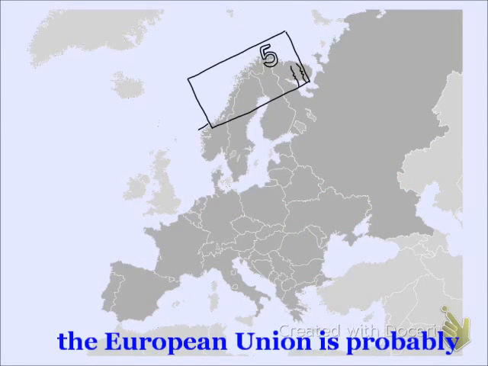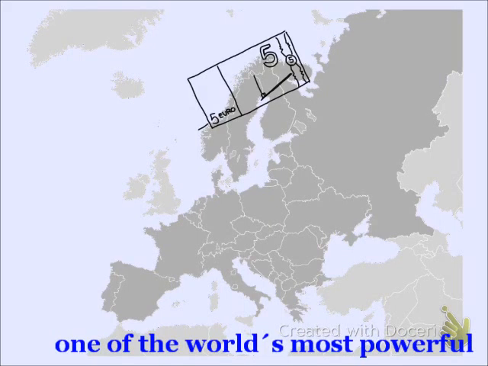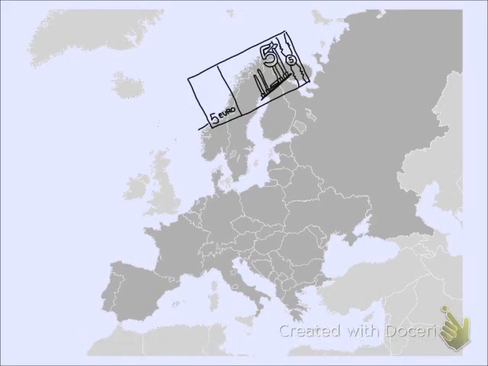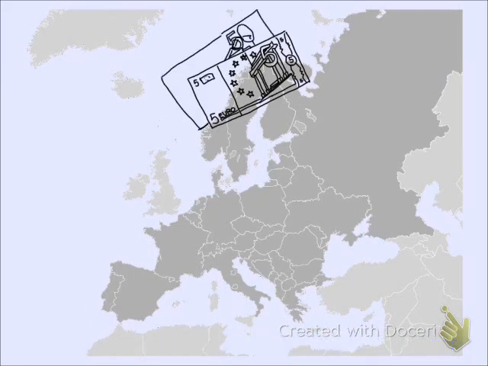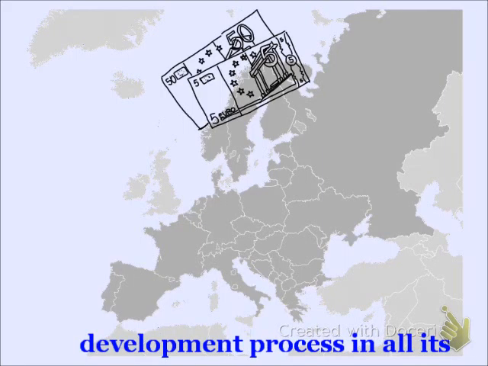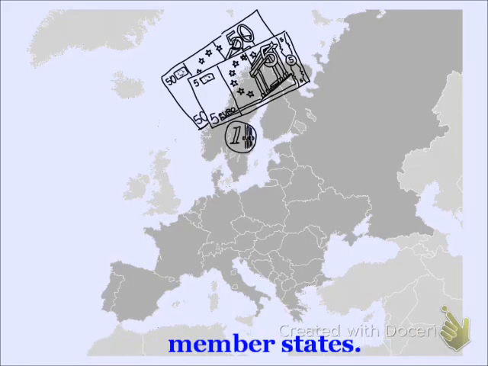As you probably know, the European Union is probably one of the world's most powerful economic powers, followed by the United States and China. Because of this, the EU redistributes its money in order to achieve an equal development process in all its member states.